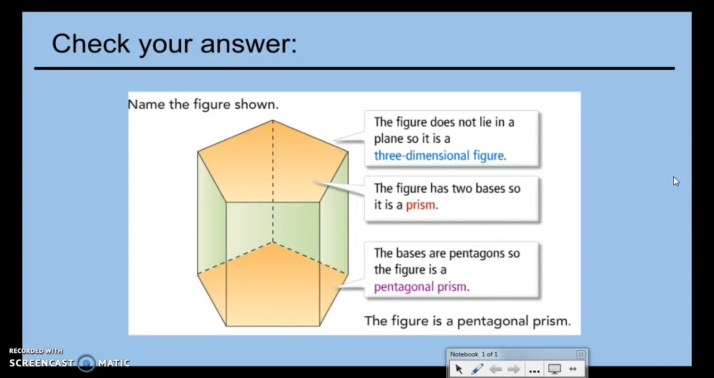So, as you can see, the figure does not lie on a plane surface, therefore it is a three-dimensional shape. The figure has 2 bases, so it is a prism. The bases are pentagons, so the figure is a pentagonal prism.